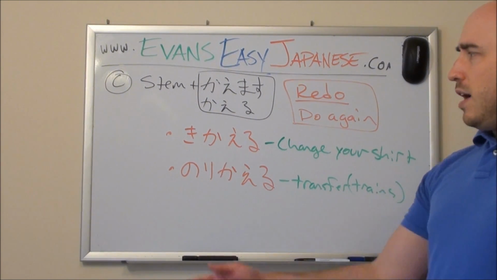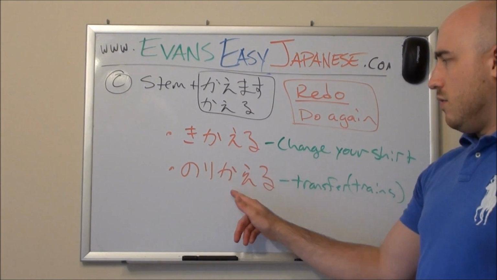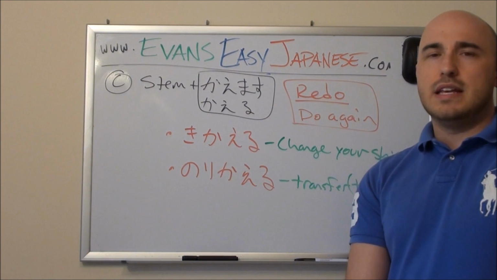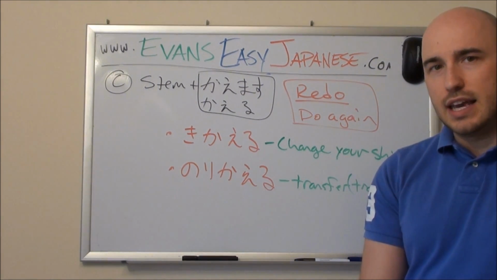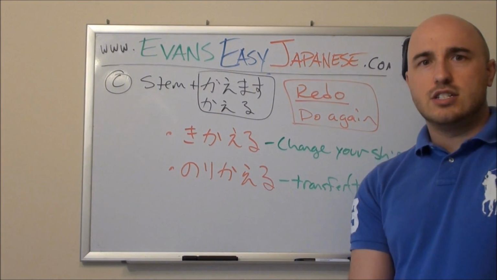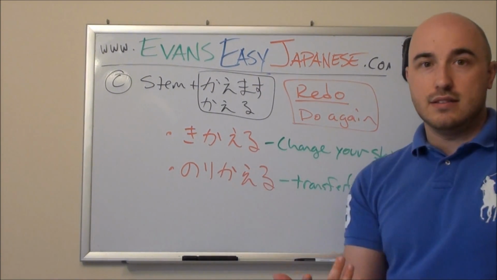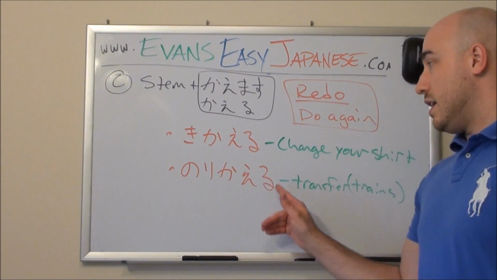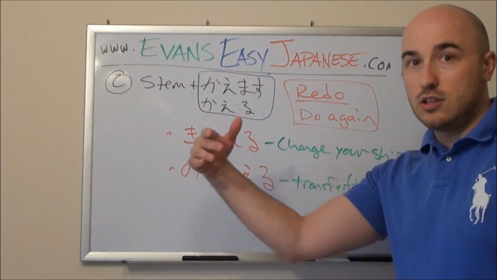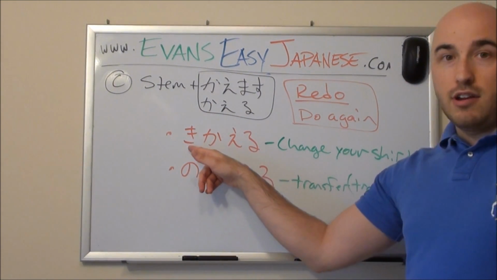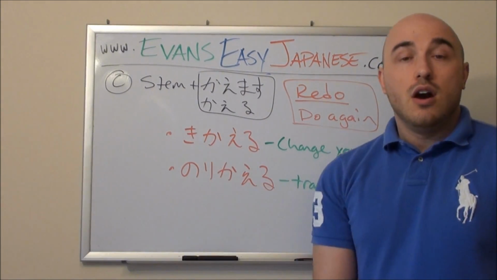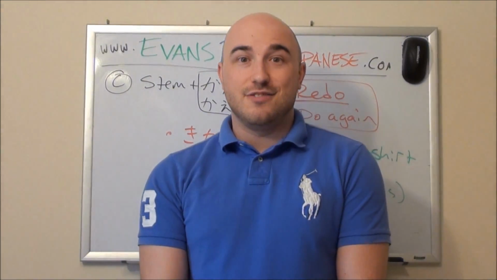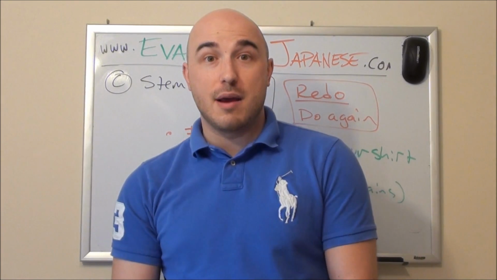Anyway, just be aware that when you have a stem plus kaeru, it generally means to redo something, do something again, or to change, almost like changing something. In fact, kaemas means to change. So it almost means change your whatever the verb is. So change your riding, get onto a new train. Change your wearing, put on a new shirt. Okay? Change your X, change your verb. There you go. Next grammar point.